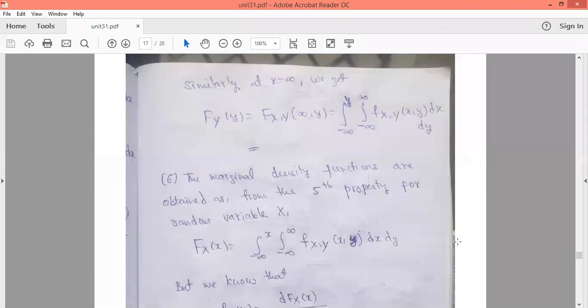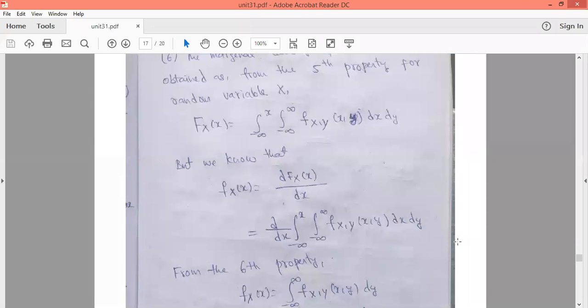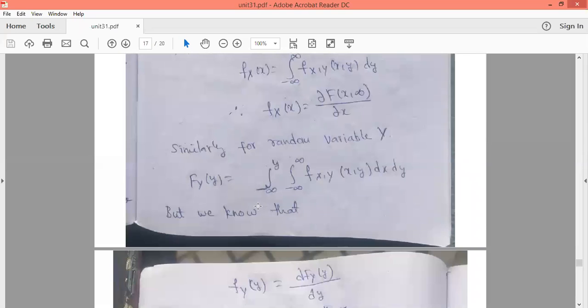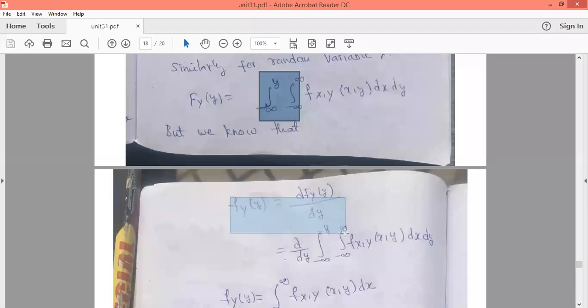Now we'll find out what is marginal density functions. Okay. So we have marginal distribution functions. Now, what is density function? The density function is the derivative of distribution function. We already found what is Fx of x from the previous step. So we are just differentiating Fx of x with respect to x to obtain marginal density function. Similarly, to obtain fy of y, we have to do the derivative of Fy of y. The marginal density function will be what? Derivative of Fy of y with respect to y.